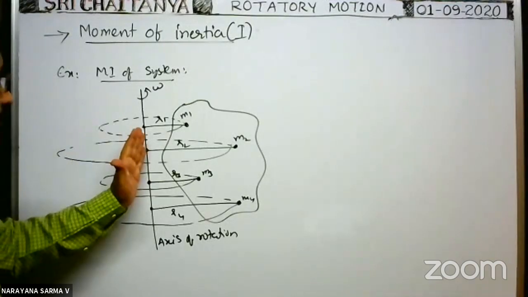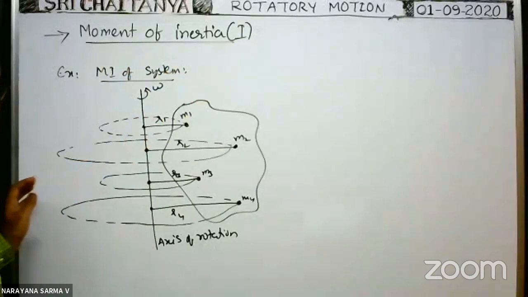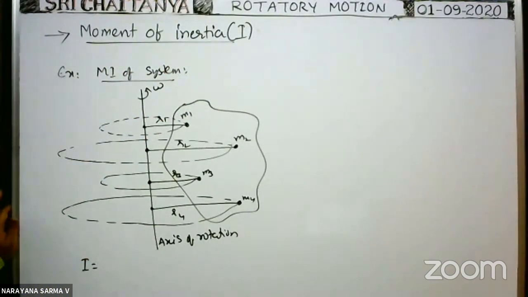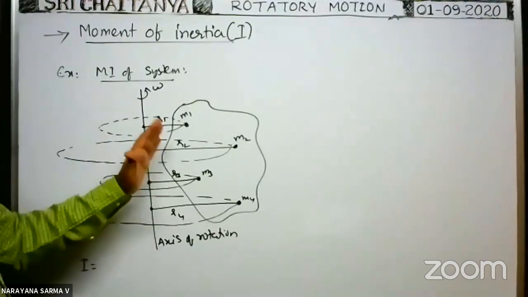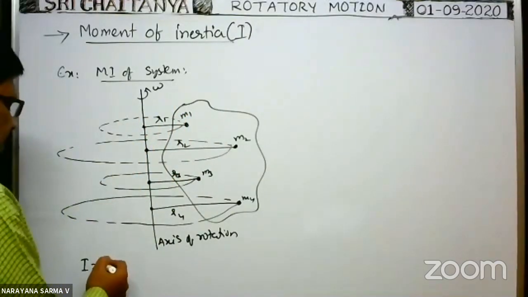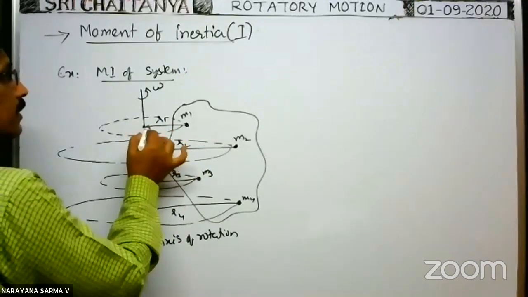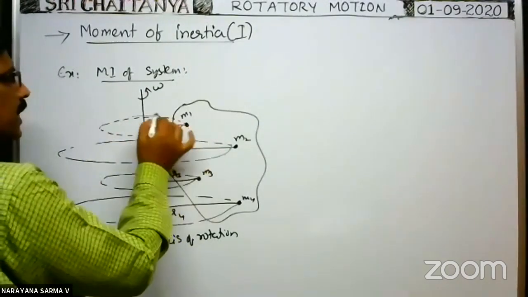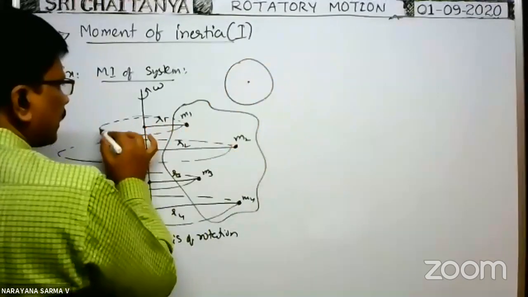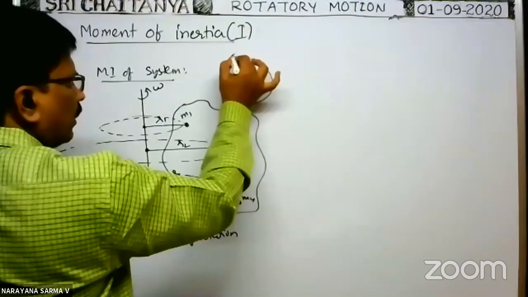So about this axis of rotation, what is the moment of inertia of this rigid body? The sum of the moments of inertia of each and every particle in the body about the axis of rotation gives the moment of inertia of the entire system. So I is equal to the moment of inertia of the first particle about this axis. Suppose the particle moves along the circular path; its mass is here, and it moves along the circular path.